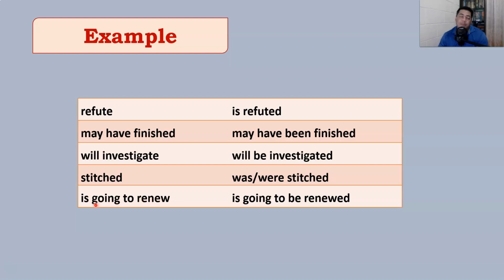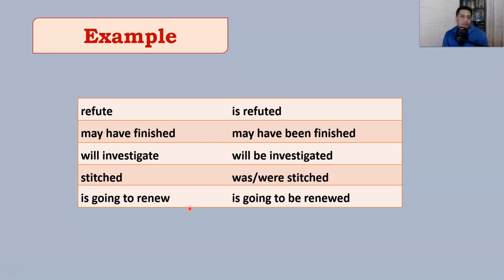So I'm going to express future for verb to be with going to as well. Is going to, and this is in the base form, so I'm going to use verb to be also in the base form. Is going to be, and then I use the past participle of renew, is going to be renewed. And that's how we do the transformation of the verb into passive voice.